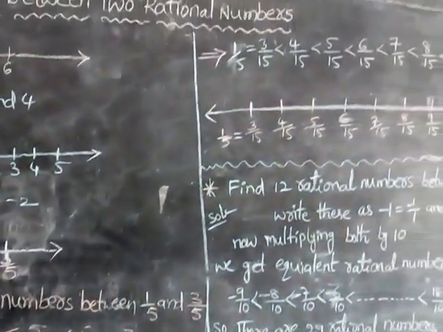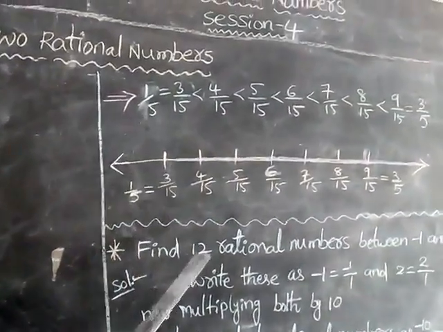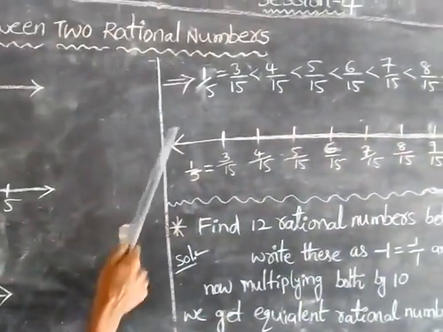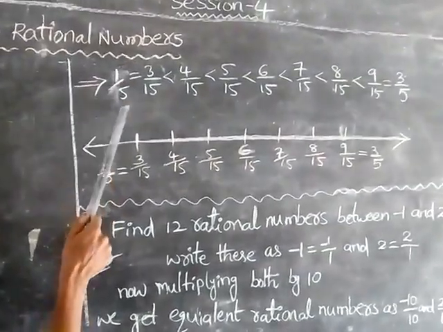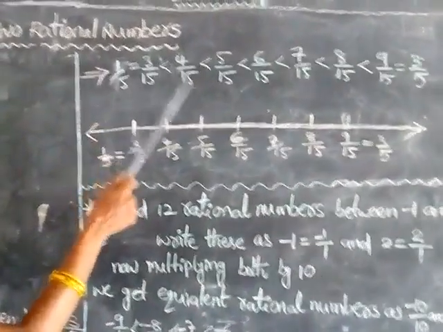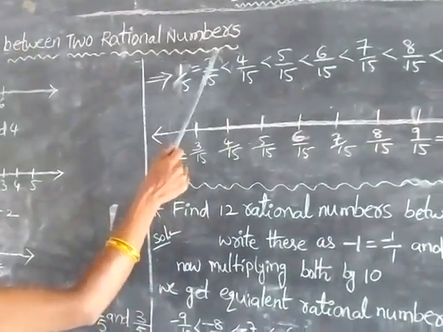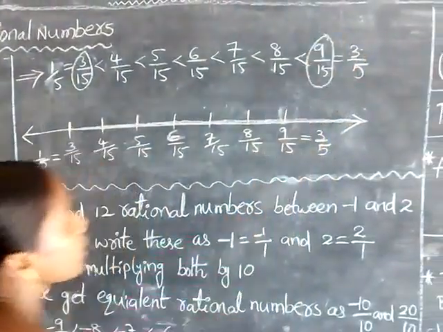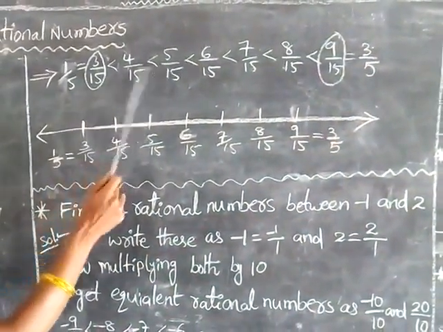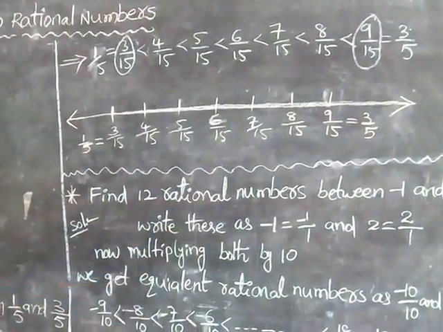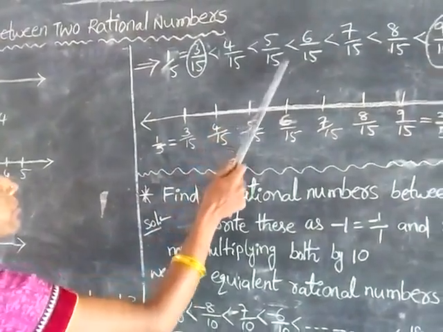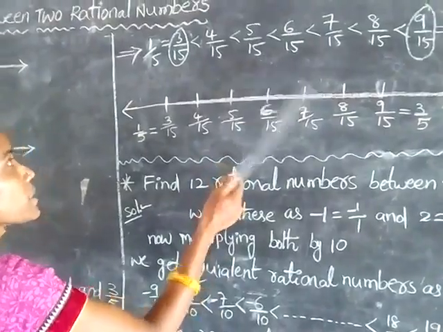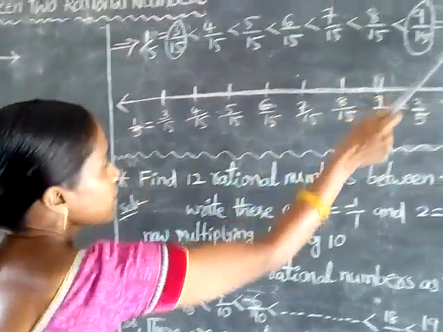Is it possible to find more rational numbers between 1/5 and 3/5? Yes, it is possible. Let's see, children, how. By multiplying both numerator and denominator by 3, we get the equivalent fractions 3/15 and 9/15. Now you may write the rational numbers between them, that is 4/15, 5/15, 6/15, 7/15, 8/15. So these are the 5 rational numbers between 1/5 and 3/5.